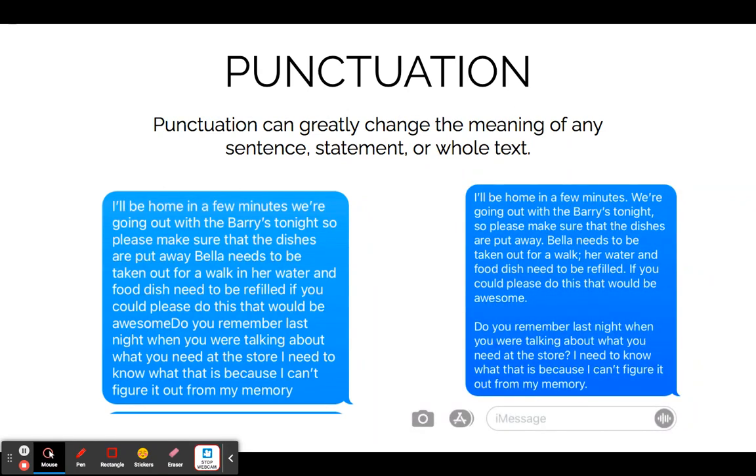I'll be home in a few minutes. We're going out with the berries tonight, so please make sure that the dishes are put away. Bella needs to be taken out for a walk. Her water and food dish need to be refilled. If you could do this, or if you could please do this, that would be awesome. Do you remember last night when you were talking about what you need at the store? I need to know what that is because I can't figure it out from my memory.